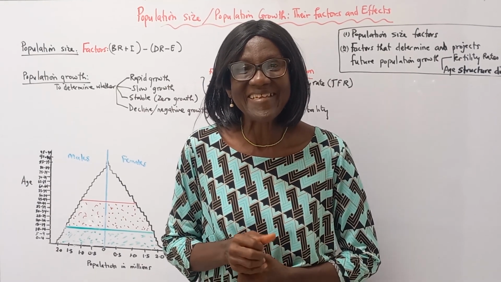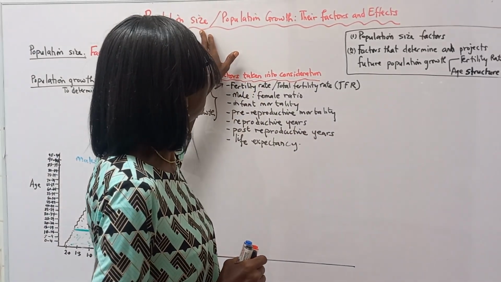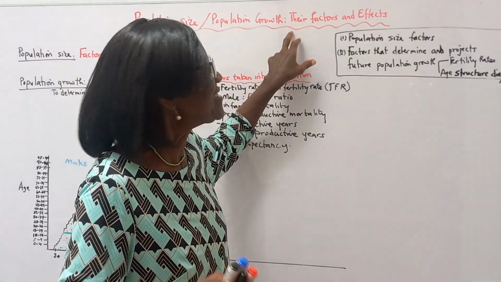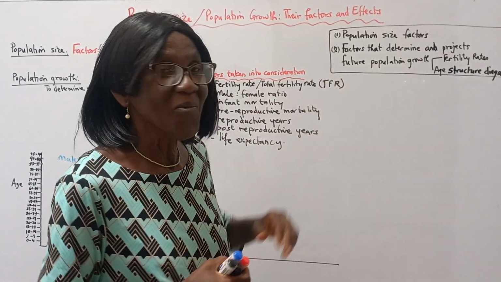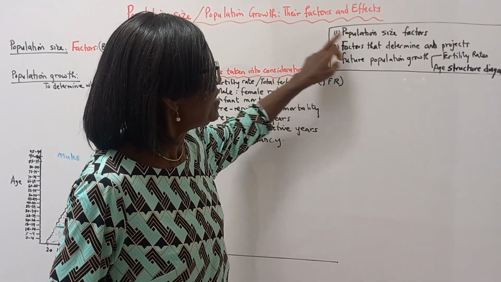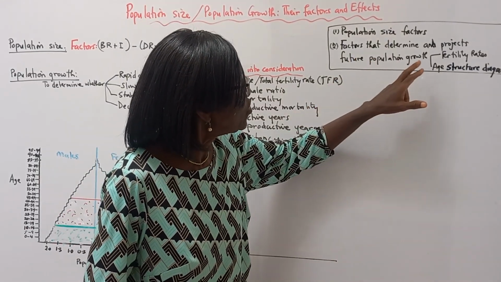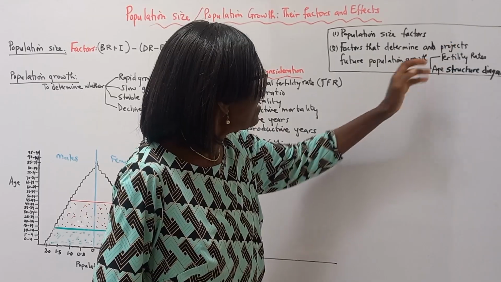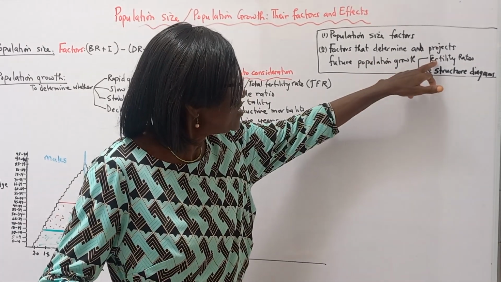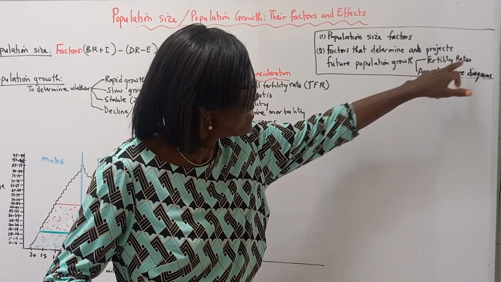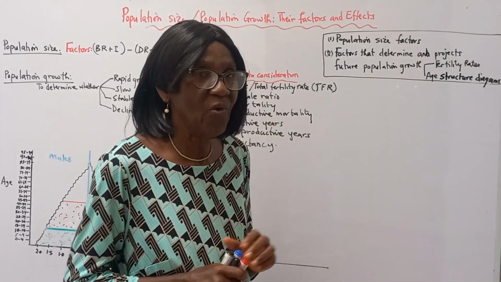Welcome to Biology Made Easy. Today we are discussing population size, population growth, the factors that determine them, and how the factors affect them. We will look at population size factors, as I have said. Then we will also look at the factors that determine and project population growth now and in the future. Those factors are the fertility rates and age structure diagrams. So we will discuss all these.